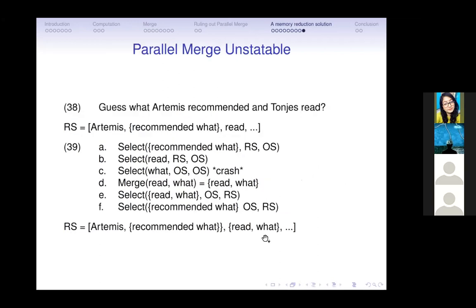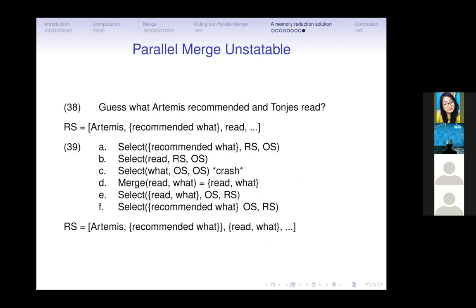Now, let's see how parallel merge is now in Stateful. So here's the sentence: Guess what Artemis recommended and Tonius read. You can see I gave this talk once in Berlin, where Artemis Alexiadou and Tonius Veenstra were both in the audience. So I did that for them. I should have put Tan Nguyen and Ayesha instead.